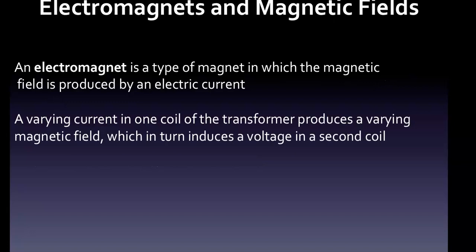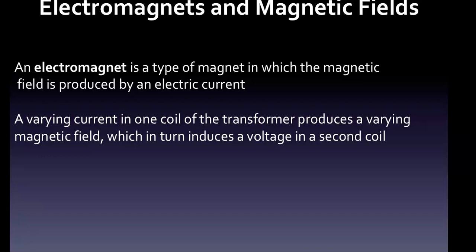Okay, and then we jump into electromagnets and magnetic fields, which we did discuss a little bit when we were talking about transformers. An electromagnet is a type of magnet in which the magnetic field is produced by an electric current. The magnetic field disappears when the current is turned off. Electromagnets usually consist of insulated wire wound into a coil. In a permanent magnet, the spinning of electrons creates a magnetic field.